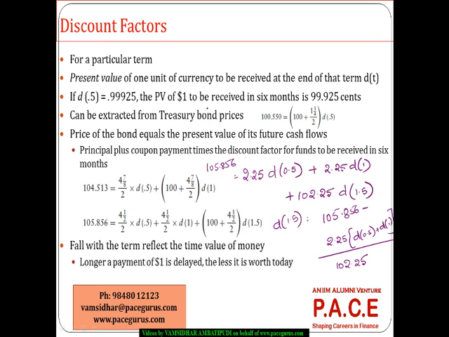The meaning of the discount factor is the present value of 1 unit of currency to be received at the end of a particular time period. And we could see that it is falling with respect to the term, which clearly reflects the time value of money. Because the longer the delay in a particular payment, today the worth of it is much lesser. The time value of money is applied on top of it, which makes the value much lesser.